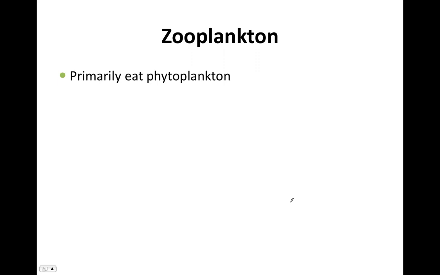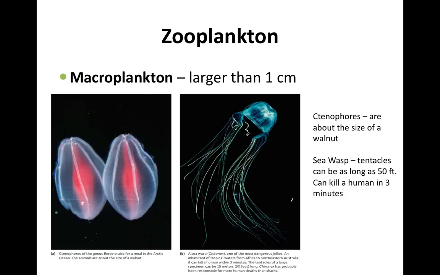So next we move on to zooplankton. Now zooplankton are not autotrophs. They don't make their own food. They're heterotrophs. They have to eat other organisms. And what do they eat? Well, zooplankton primarily eat phytoplankton.